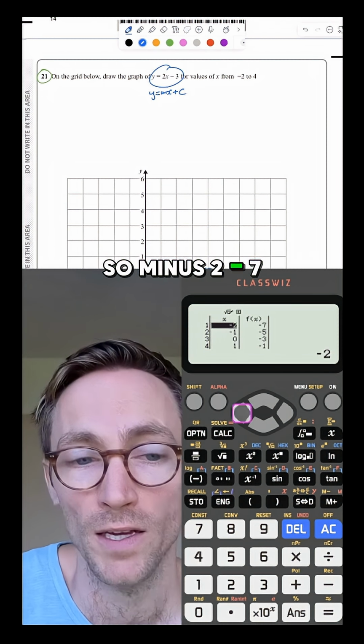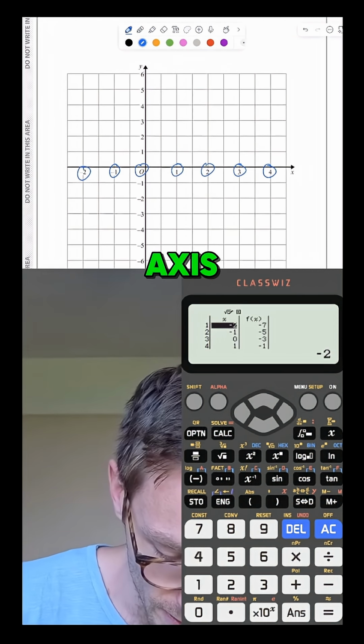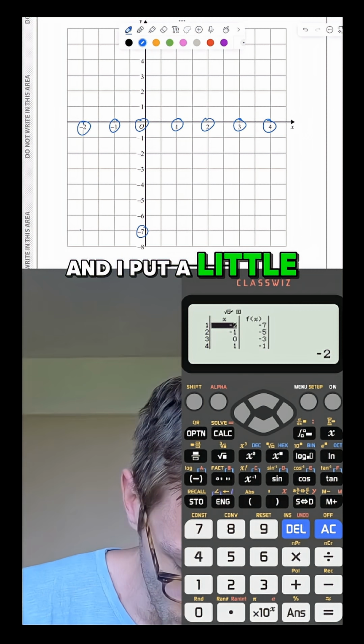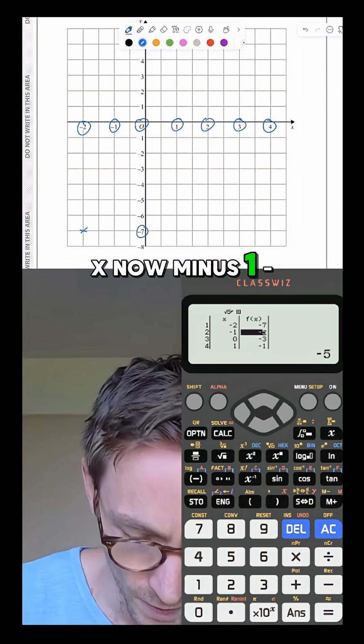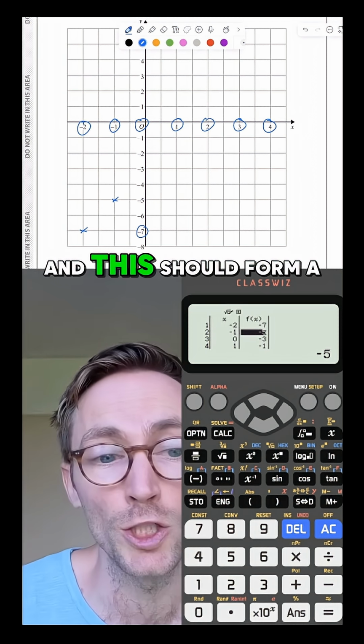So -2, -7. So I go and find -2 on the x-axis, -7 on the y, and I put a little x. Now, -1, -5. So that's going to be there. And this should form a straight line.